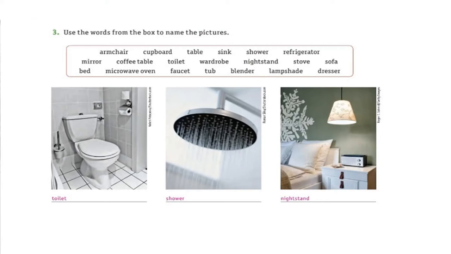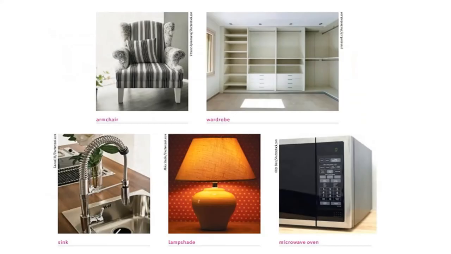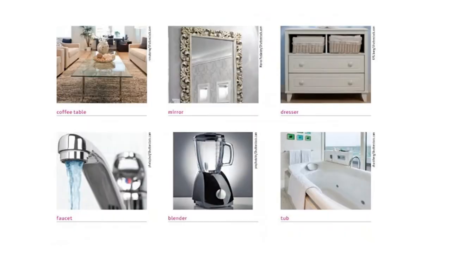So the first part here, you're gonna have a toilet, shower, and a nightstand. Right after that, you're gonna find an armchair, wardrobe, sink, lampshade, and microwave oven. Talking about our next page here, you're gonna have the first picture talking about a coffee table, a mirror, a dresser, a faucet, a blender, a tube.